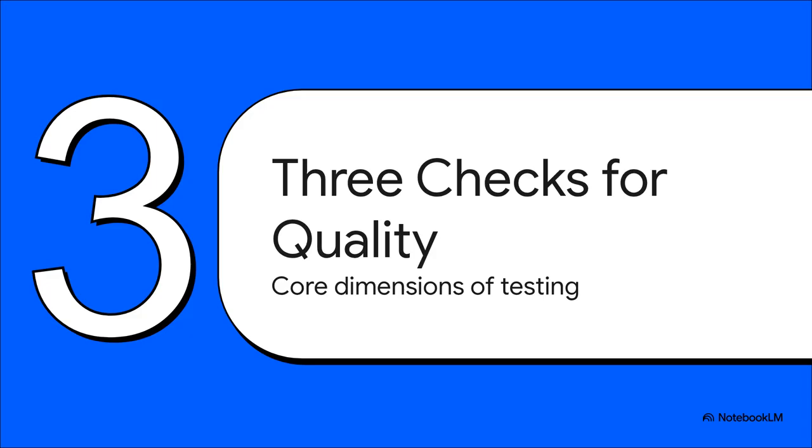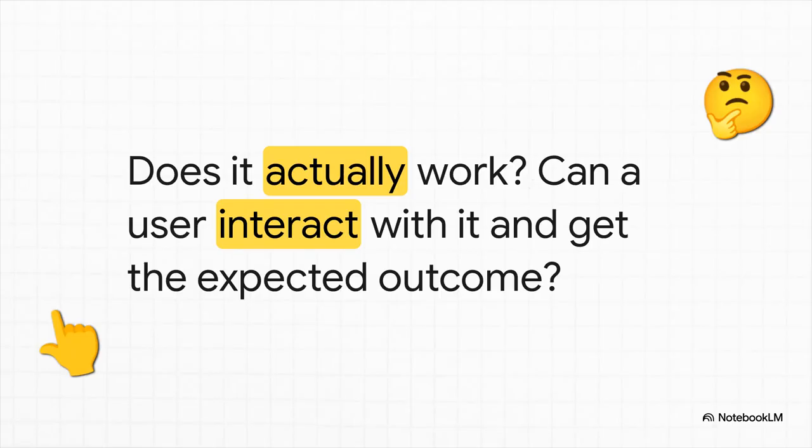Okay, so let's break this down. How does this actually work? Well, it all boils down to a complete quality check. To make sure a component is really ready for production, Storybook helps you answer 3 fundamental questions. Question number 1, and it's the big one. Does it actually work? You know, if a user clicks a button or fills out a form, does it do what it's supposed to do?